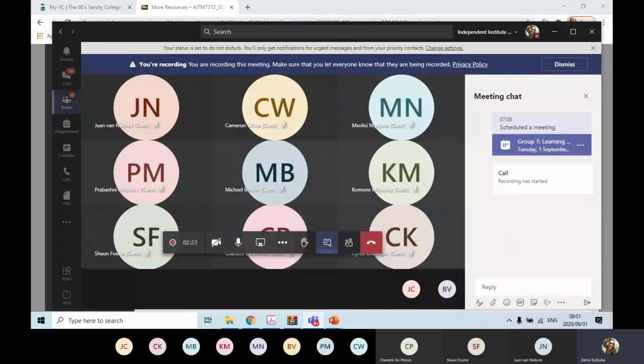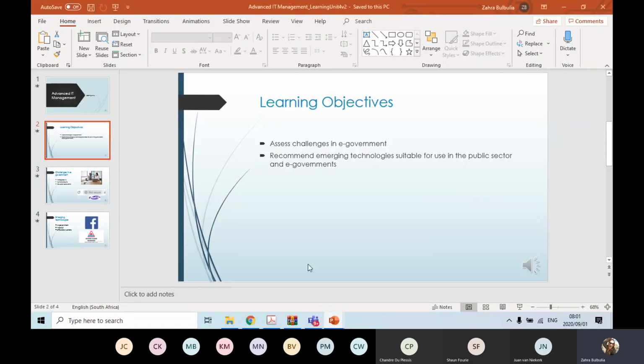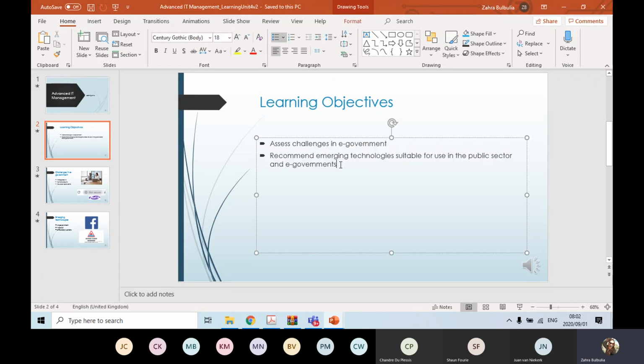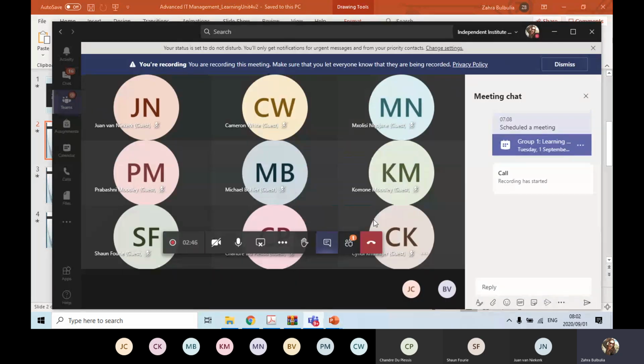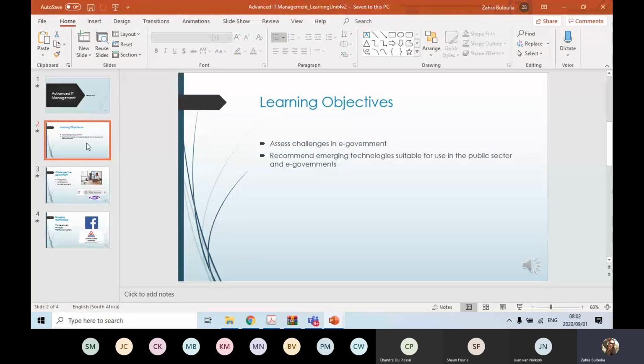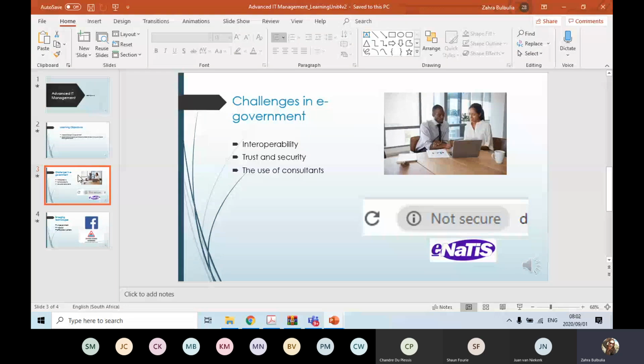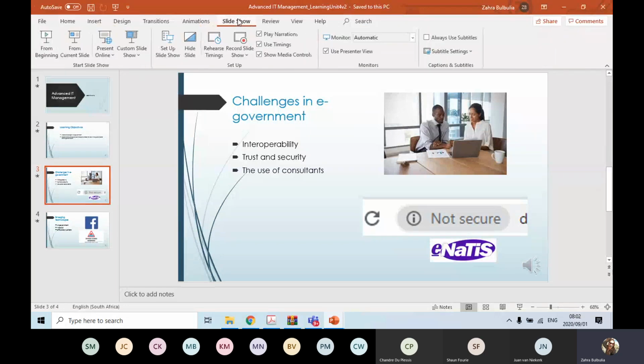We are going to assess the challenges in e-government for this part of the lecture, and we're going to recommend emerging technologies suitable for use in the public sector and e-government. So we are going to definitely finish this part today. We're also going to look at small, medium enterprises as well. And I think we will end up finishing that section and I'll give you guys an activity, just exactly like how all of our lectures are going. So without further ado, let me just start that.